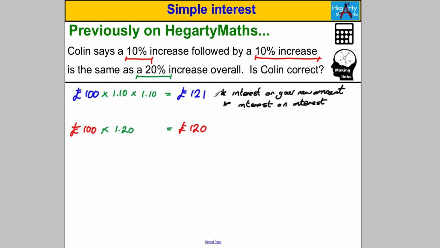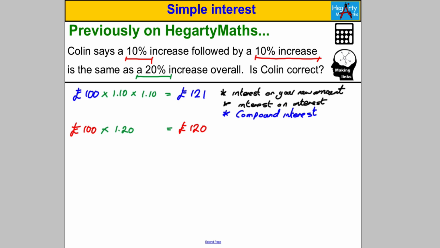And there's a word for this. This is called compound interest. And interest that you see in the real world and in bank accounts, etc., is usually always compound interest, because it wouldn't be fair to not get interest on your new money at the start of the year.